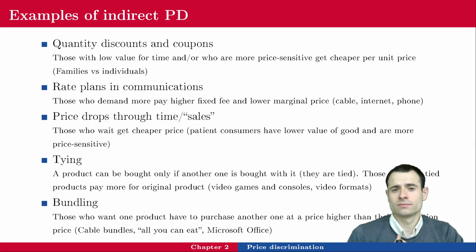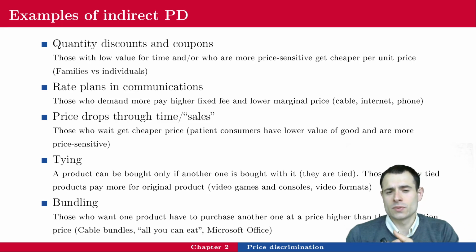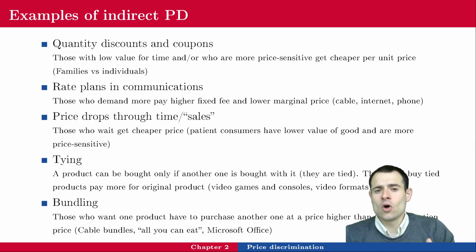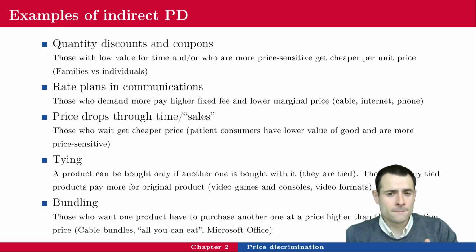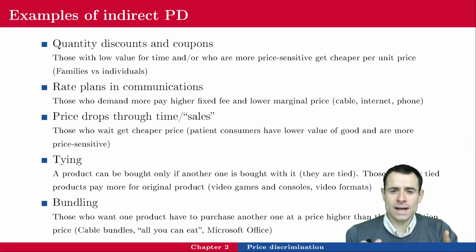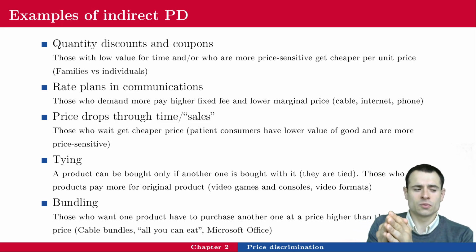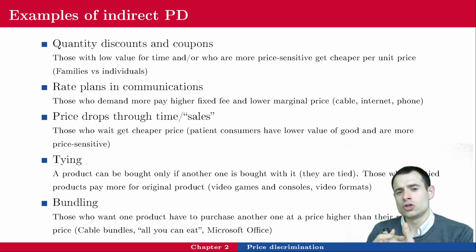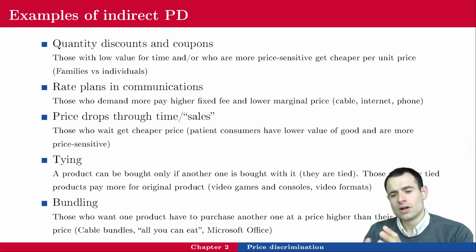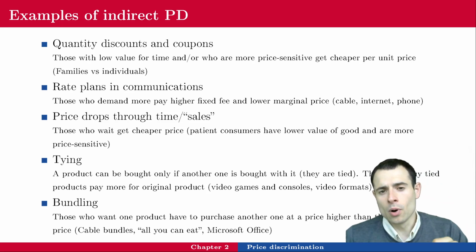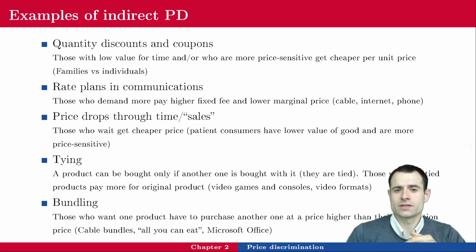Cable bundles have that. If you get a cable subscription, you might be interested in a couple of channels for which you have a certain willingness to pay. You might have a lower willingness to pay for other channels, but other consumers might have a high willingness to pay for those channels and a low willingness to pay for the channels you like. By bundling them together, the monopolist can charge a higher price and both types of customers would purchase.